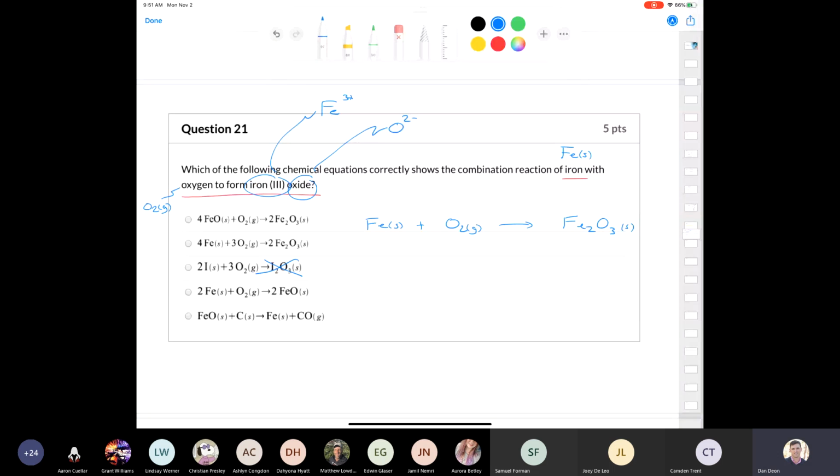And so if I want to balance this, I've got to have 2 irons, and then I'm going to have 3/2 here, and I want to get rid of that fraction in front of my oxygen. So I multiply the whole thing by 2, and I end up with this equation, which is 4 iron plus 3 oxygen gives me 2 iron 3 oxide. So that's the correct answer, which is this one right here. Yeah, this is iron 2 oxide. Yep. So there we go. I think this is one of those questions where the best thing to do would be to just solve it yourself and then look for the correct answer.